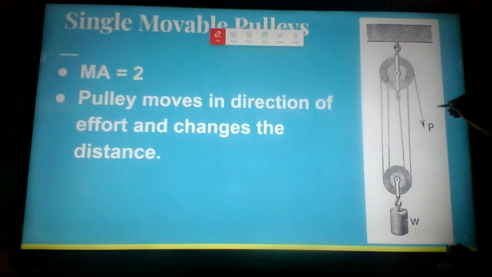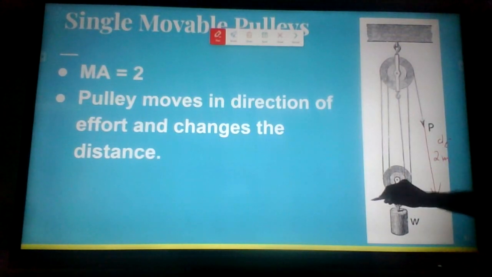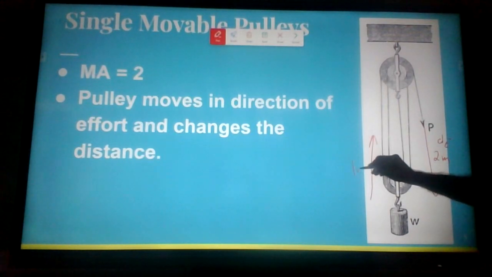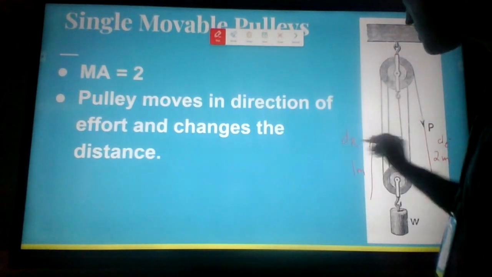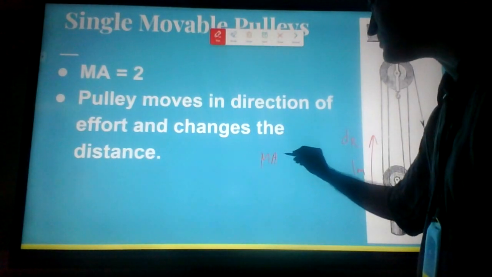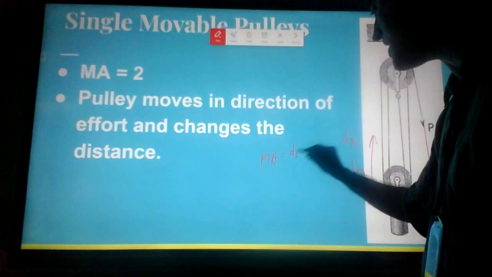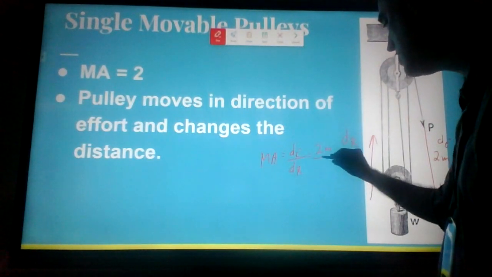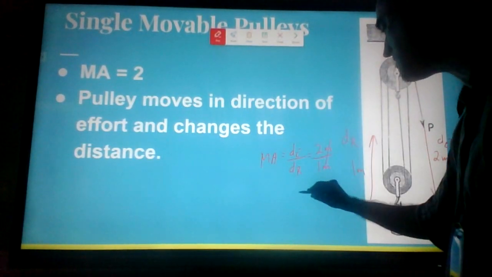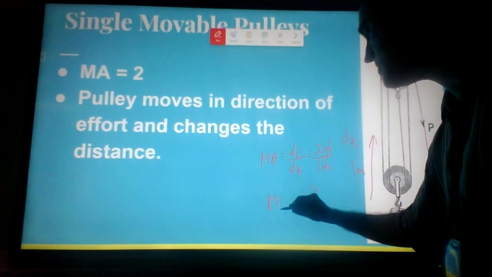The distance of the effort we had up here a moment ago, 2 meters, that is the distance of the effort. The weight will move up about 1 meter. That's the distance of the resistance. And remember, when we're talking the distances, the mechanical advantage is the distance of the effort over the distance of the resistance. In this case, 2 meters over 1 meter. Units cancel. The MA is 2.